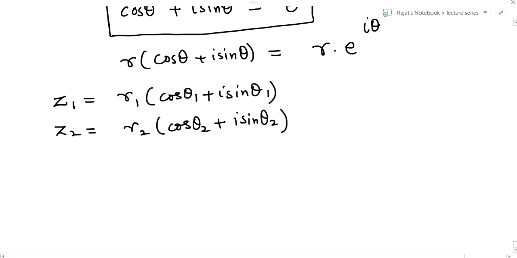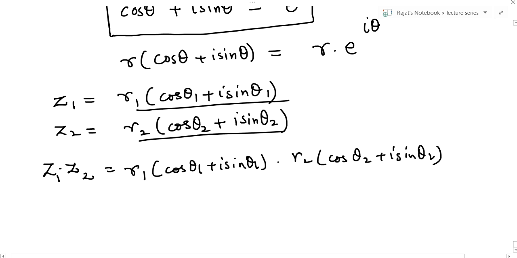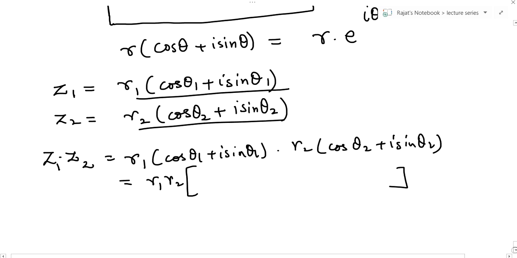And suppose I ask you what will be z1 into z2, then what you will do, you'll multiply the two expressions. So r1(cos theta 1 plus i sin theta 1) into r2(cos theta 2 plus i sin theta 2). You multiply, r1 r2 are constants, so they come out, and then you normally multiply the expressions. Okay, i with i will give you i square, which is -1. Okay, and so on and so forth. You separate the real and imaginary part and you'll get some expression. You can clearly see it's a lengthy method. It's a very lengthy method because you have to carry out so many multiplications.